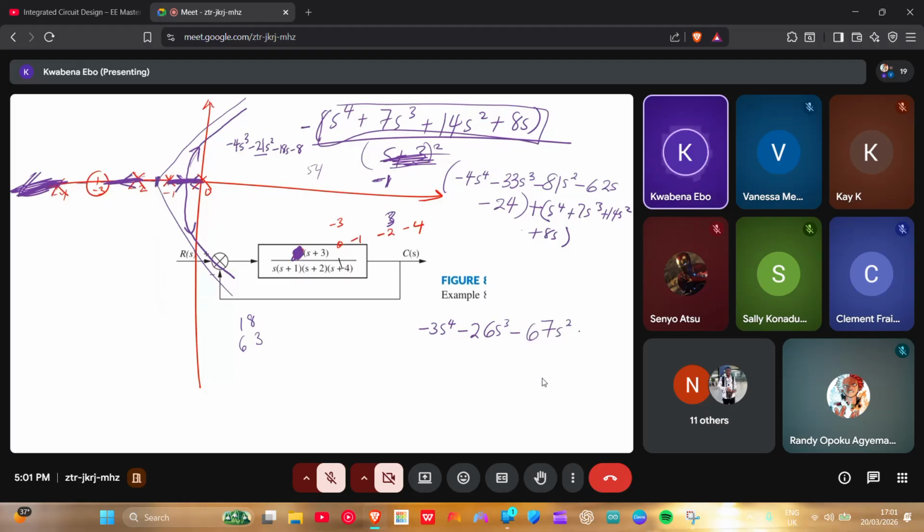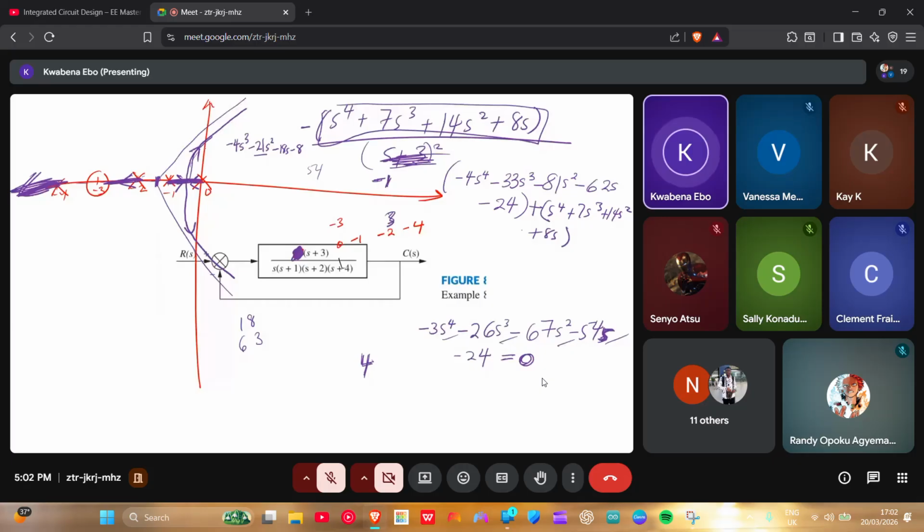Now you realize that this one will give you 4 different values of s, but we just have 2 going away. Obviously only one of them will be in the range of 0 to negative 1. Calculator too will be very plenty. Only one will give you in the range of 0 to negative 1. So that point will be your breakaway point.